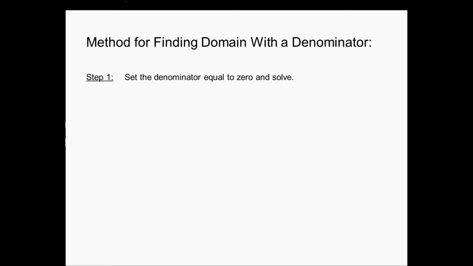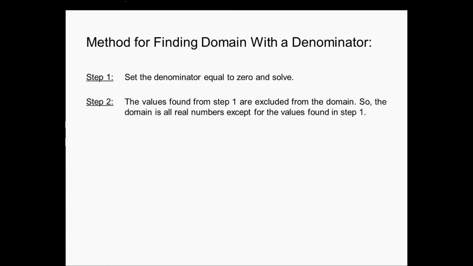Step 1. Set the denominator equal to 0 and solve. Now remember, you're not allowed to have anything equal to 0 in the denominator. So you're about to figure out what numbers get excluded from the domain. So step 2, the values found from step 1 are excluded from the domain. So the domain is all real numbers except for the values found in step 1.